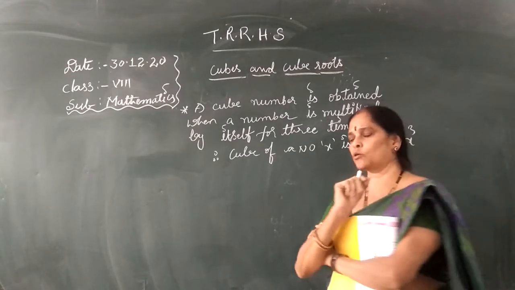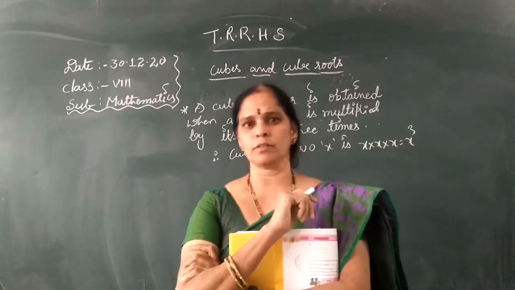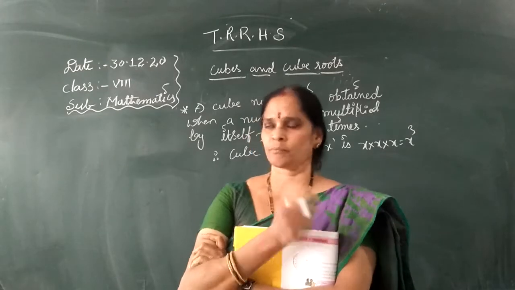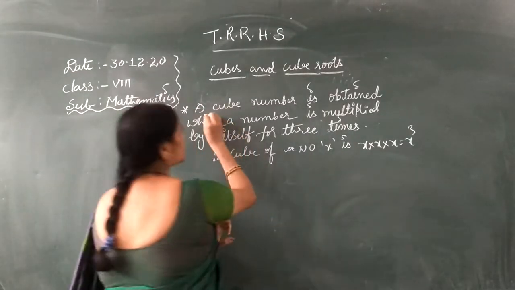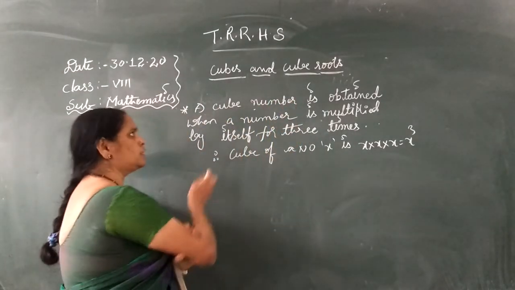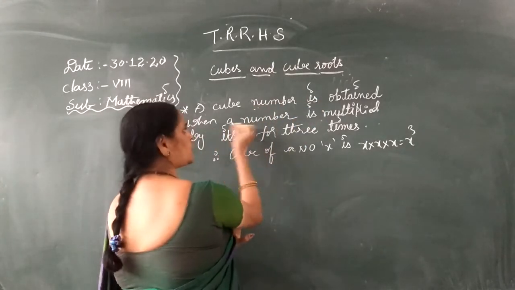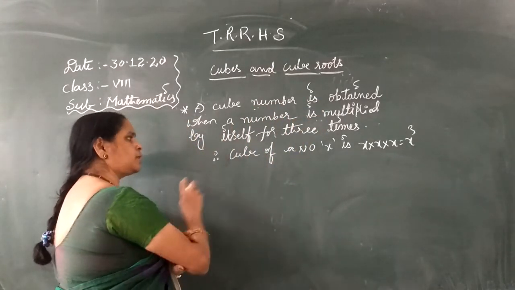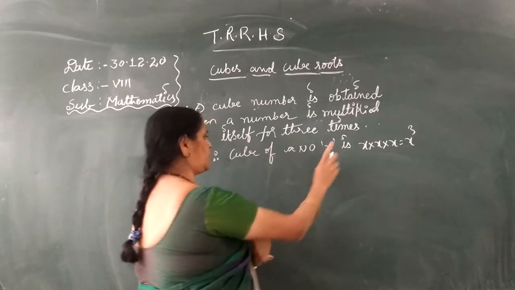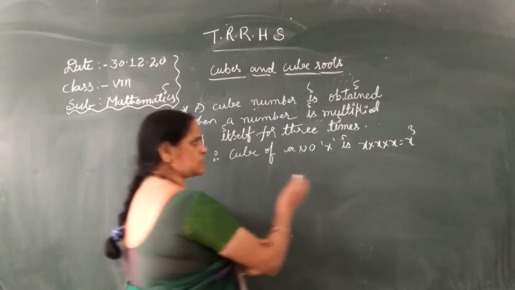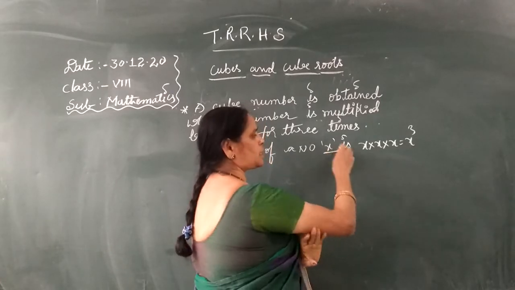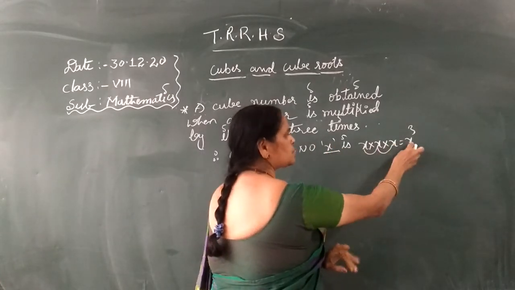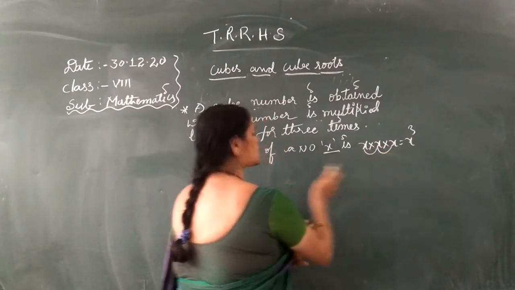So first we will go to square roots. What is square root? The product of two similar numbers or two similar variables. In the same way, a cube number, how can you form a cube? A cube number is obtained when a number is multiplied by itself how many times? 3 times. For example, I am taking a number as a variable x. Cube of a number x is, so this x should be multiplied by itself 3 times, 1, 2, 3. So it becomes x into x into x, that is x cube.